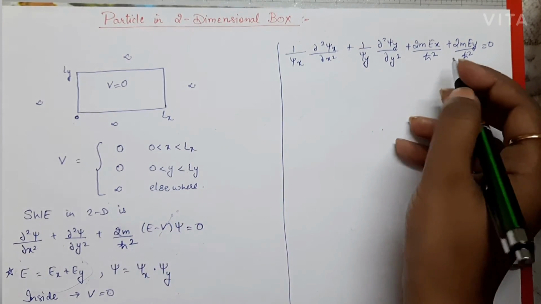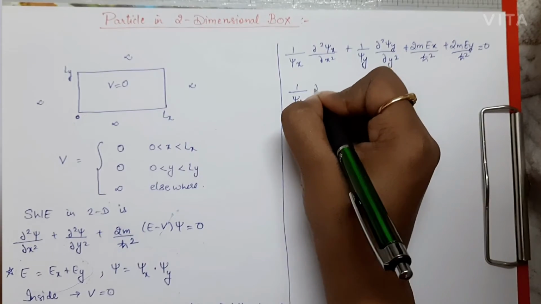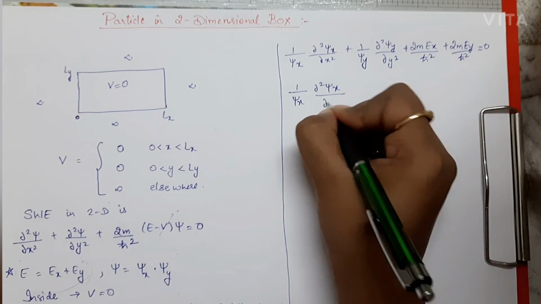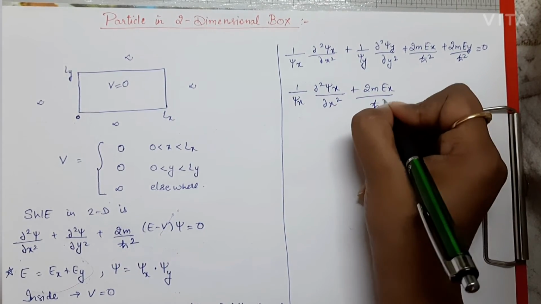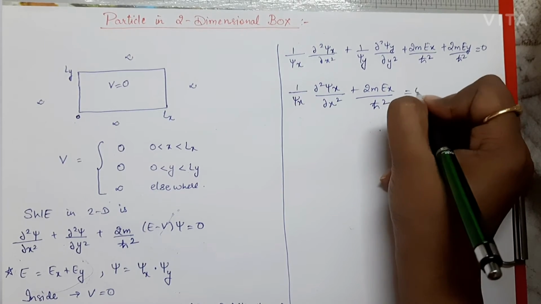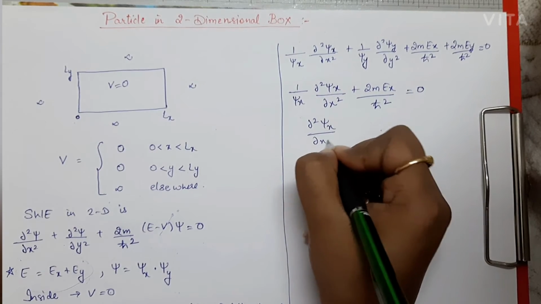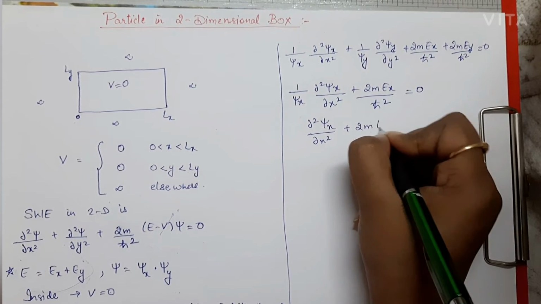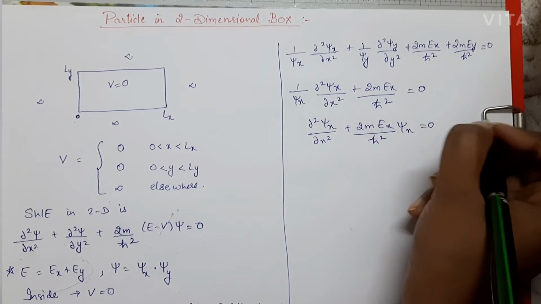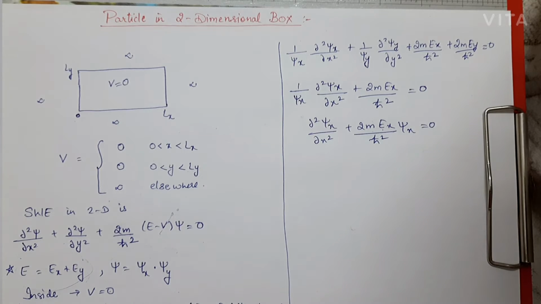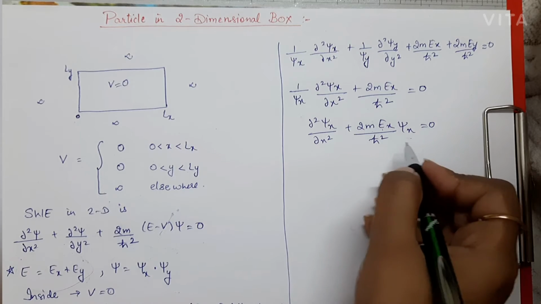So this is what you will get, and after this what you have to do is, here 1 upon psi x del square psi x by del x square plus 2m Ex by h cross square equals 0. That means del square psi x by del x square plus 2m Ex by h cross square psi x is equal to 0. Here I have multiplied this whole equation by psi x.